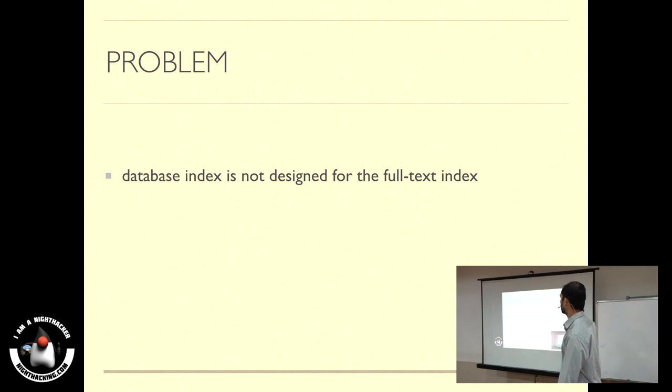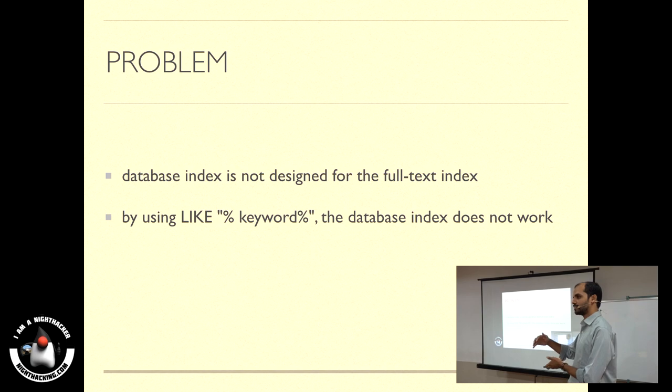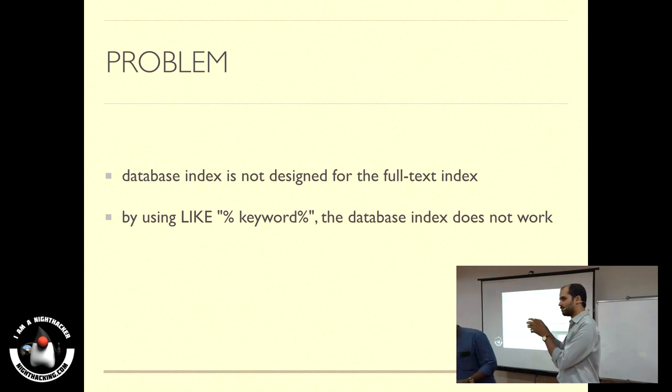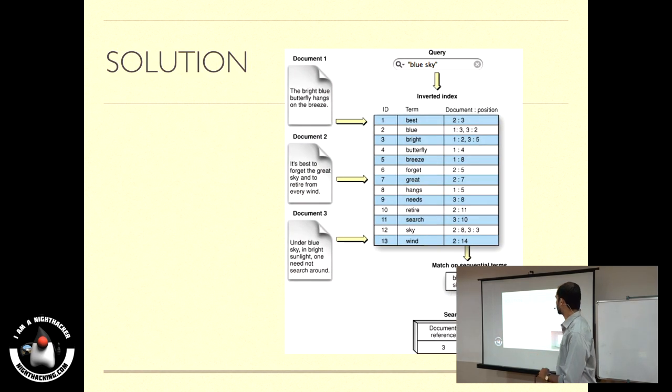here: a database index is not designed for full-text search. If you put a huge bulk of text inside a database column and you do this fuzzy kind of search, like with a percentage wildcard, the indexing that you have used on your columns won't be used at all, because the indexing does not happen for every letter within the text. Whereas that's not the case with Solr-like systems. What basically differs is that they have something like an inverted index.